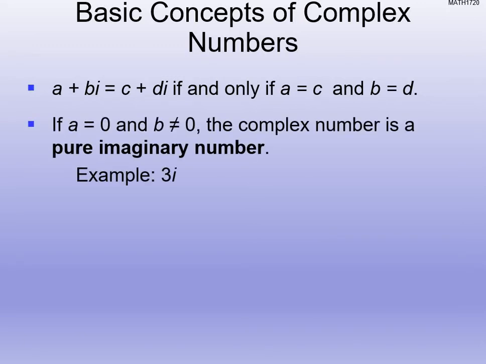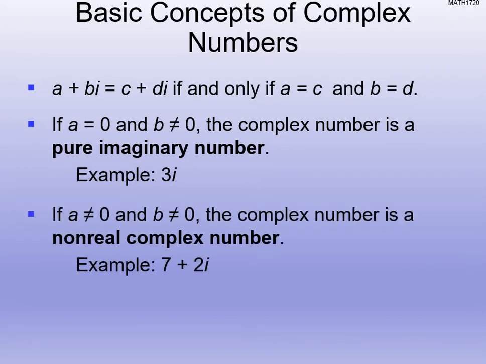Really, all that means is the real part equals the real part and the imaginary part equals the imaginary part. If a number ceases to have an a, so if a is 0 and there is a b value, the number is considered to be purely imaginary. We would write it like, for example, 3i. You could technically write that number as 0 plus 3i. The real part is 0. The imaginary part is 3i.